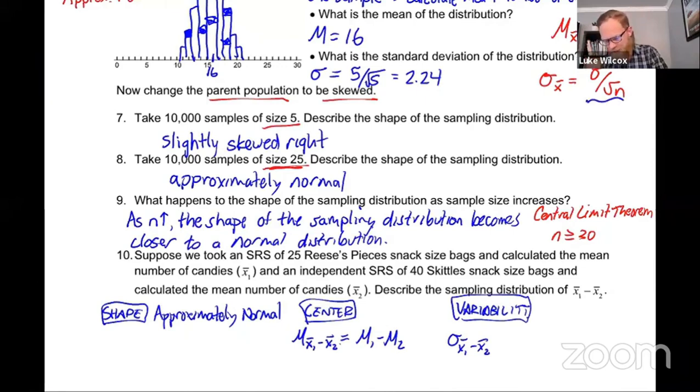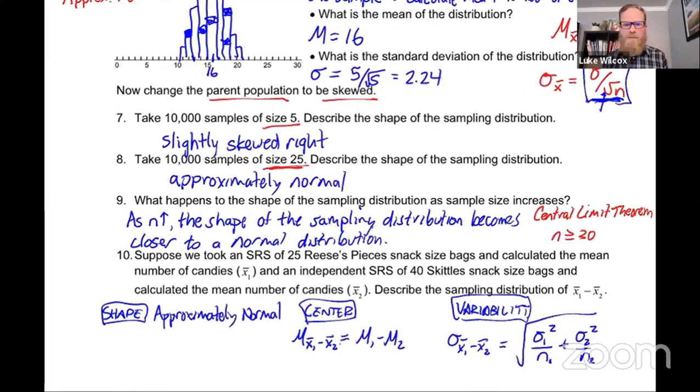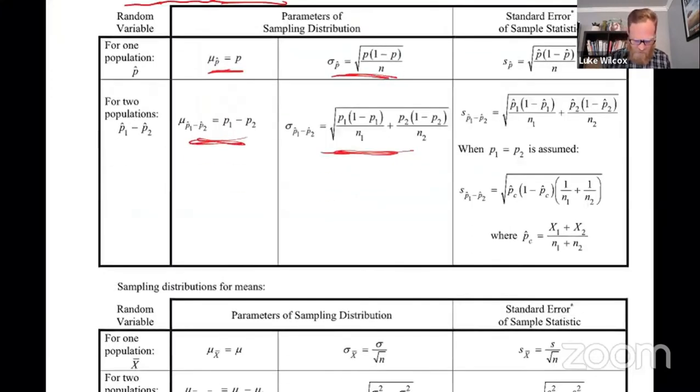So I need to take this and turn it into a variance by squaring it. So that's going to give me sigma 1 squared over n, because this square root is going to go away. And then I need to add the variance of the second distribution. This should be 1, this should be 2. Now that gives me the variance. In order to turn it back into standard deviation, I just need to take the square root of that whole thing.